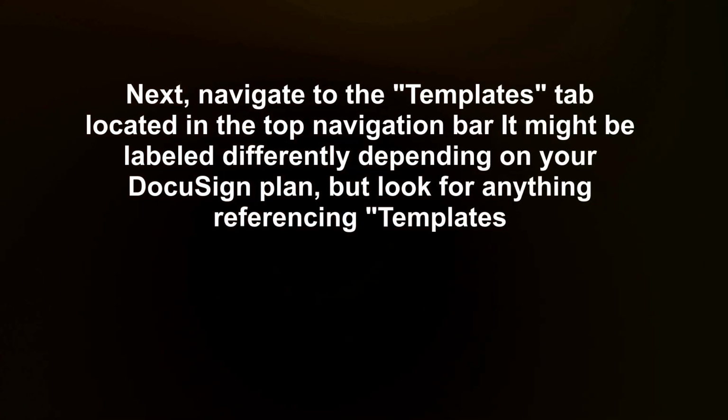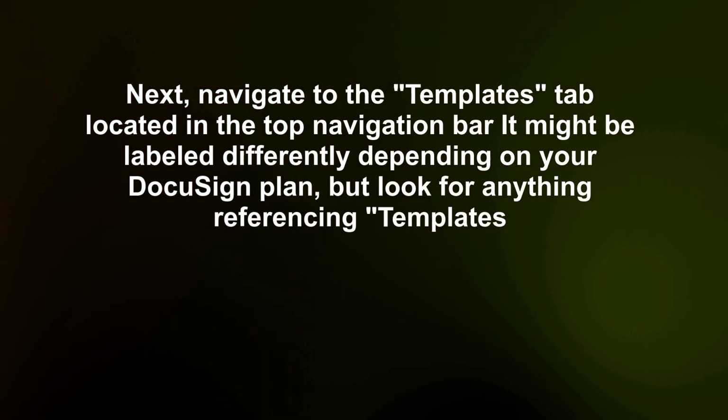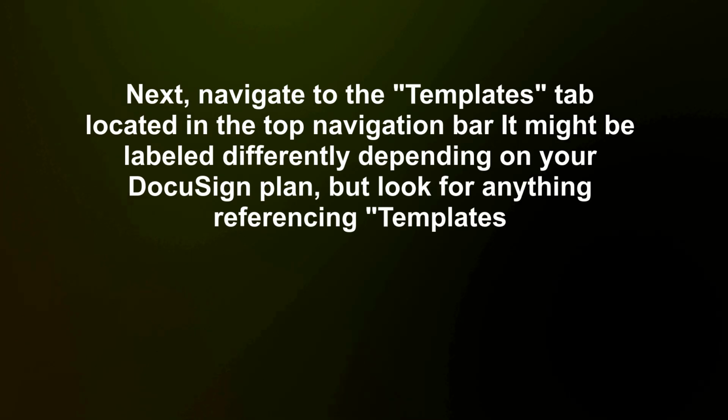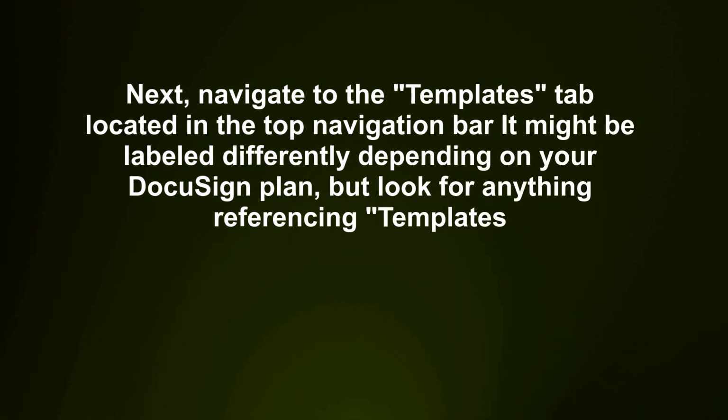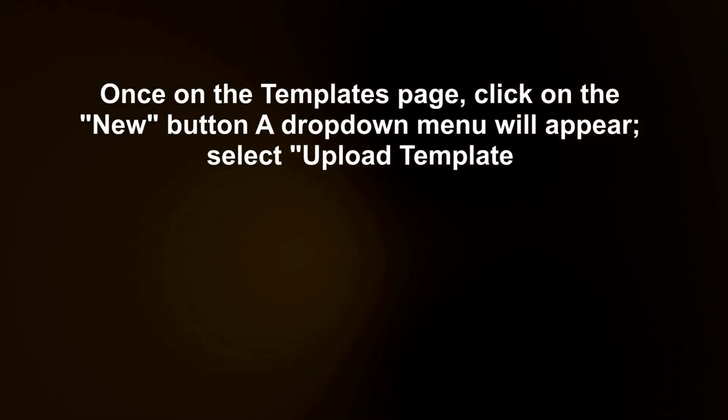Next, navigate to the Templates tab located in the top navigation bar. It might be labeled differently depending on your Docusign plan, but look for anything referencing templates. Once on the Templates page, click on the New button. A drop-down menu will appear.